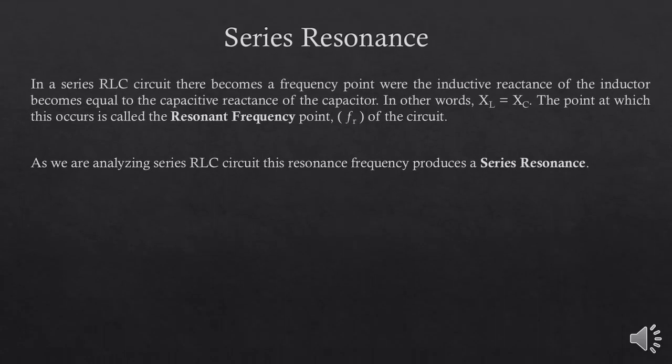Now I will discuss series resonance. In a series RLC circuit, there is a frequency point where the inductive reactance of the inductor becomes equal to the capacitive reactance of the capacitor. In other words, XL equals XC. The point at which this occurs is called the resonant frequency point of the circuit. As we are analyzing the series RLC circuit, this resonant frequency produces a series resonance. The gain of the circuit is maximum at the resonant frequency.